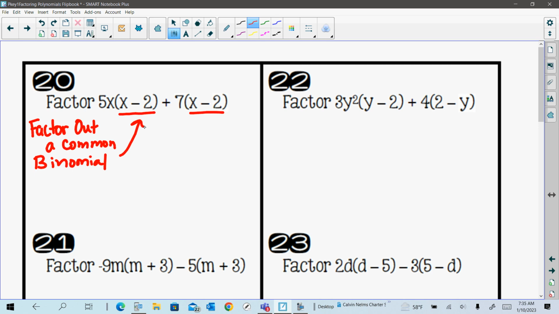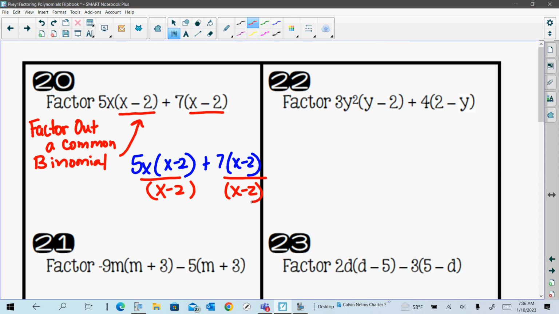Okay, so when we factor it out, we're going to divide everything by that binomial. So I'm just going to rewrite it here to show we have 5x, x minus 2, and plus 7, parentheses x minus 2. And I'm going to divide each term by that x minus 2.